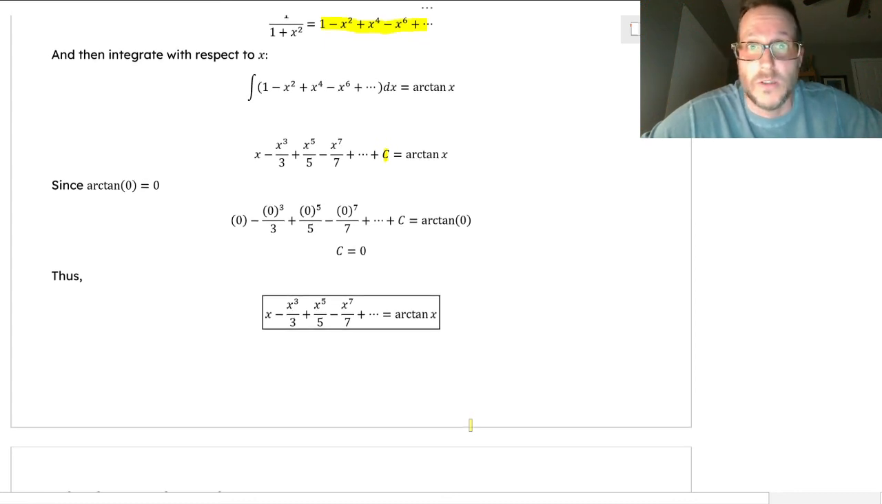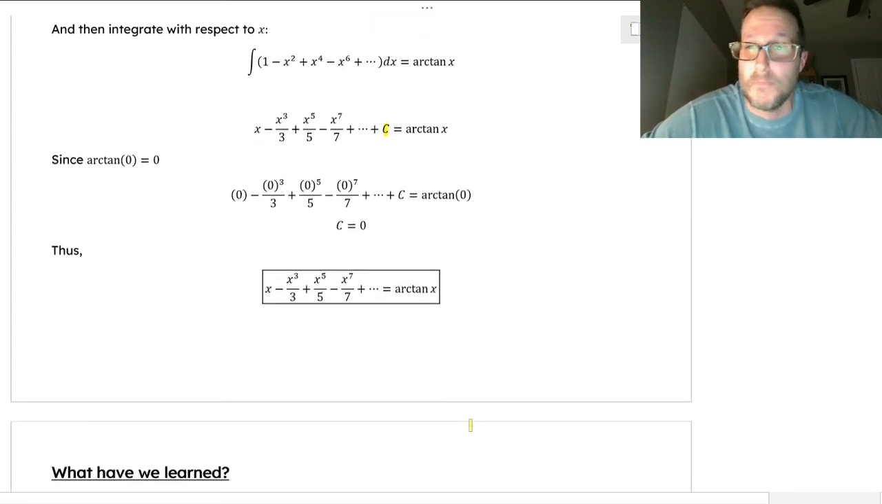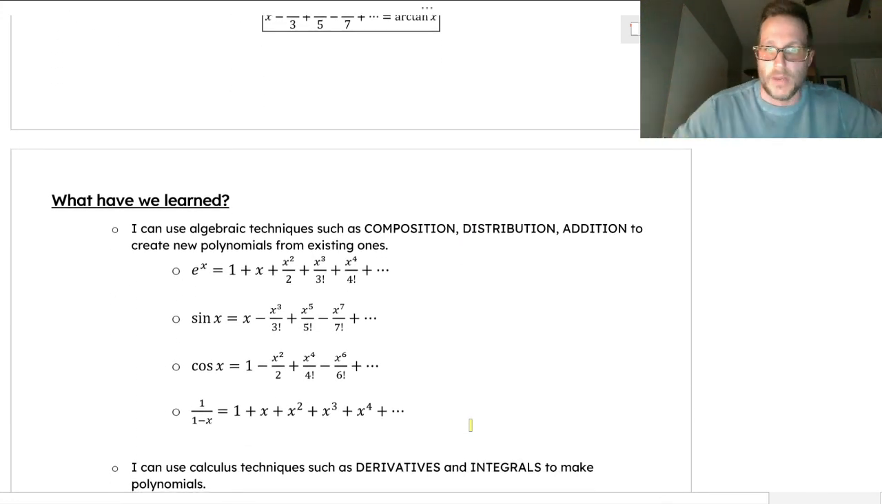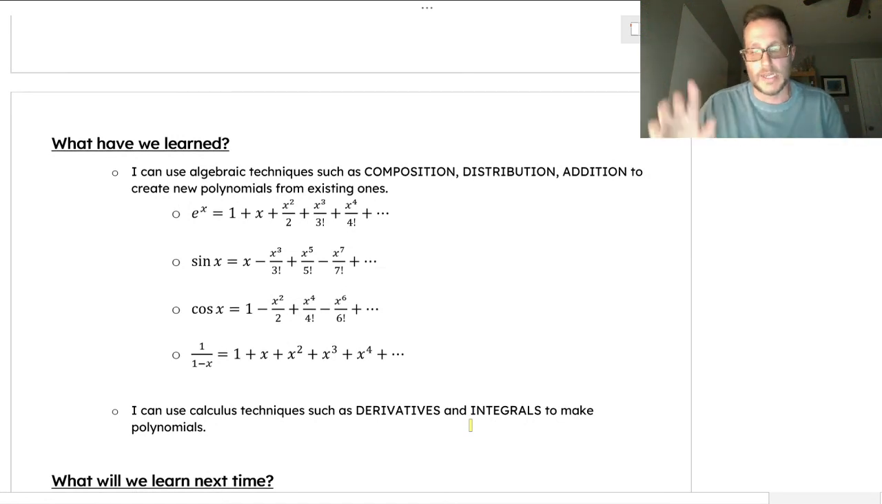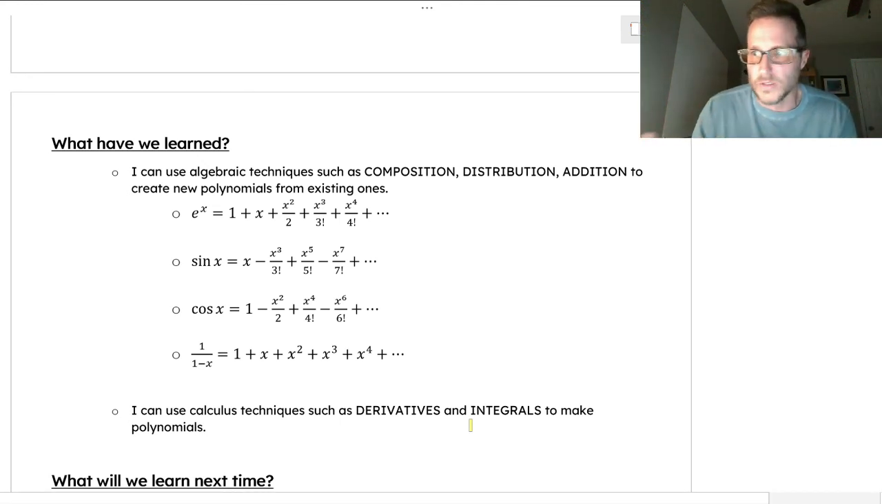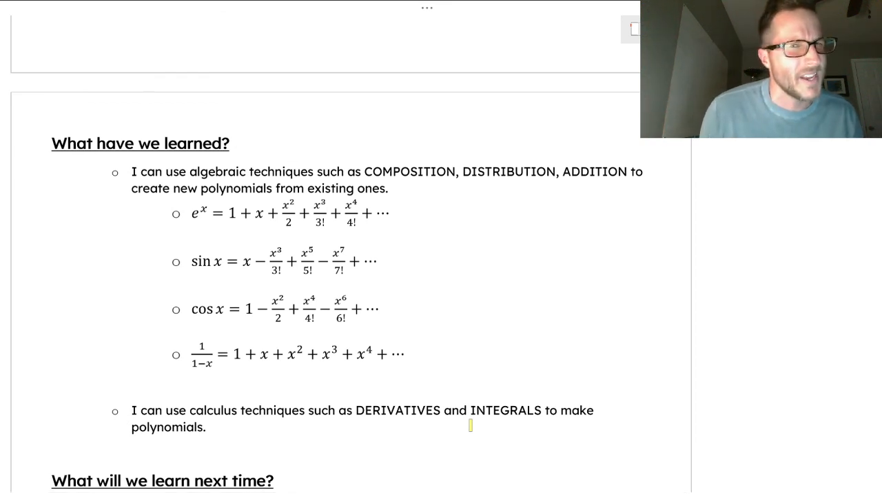Guys, this is some awesome stuff. You just learned a secret cheat code for building Maclaurin polynomials using the existing 4 base models that we know. Now we can use algebra operations like composition, distribution, and polynomial addition to create new polynomials based on the 4 you see here. You need to know those. I can also build polynomials and do derivatives and integrals because it's easy to do derivatives and integrals of polynomials. Not always easy to integrate weird functions, but it's always easy to integrate and take derivatives of polynomials. So that's going to make life so much nicer.